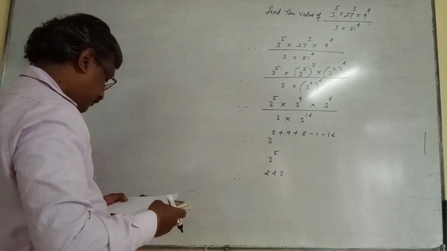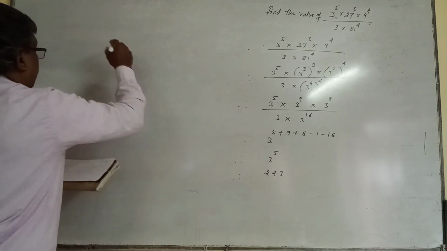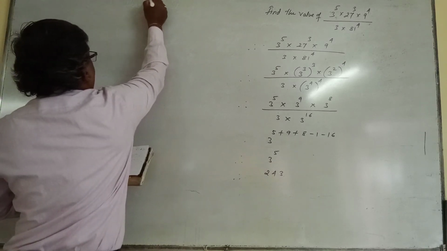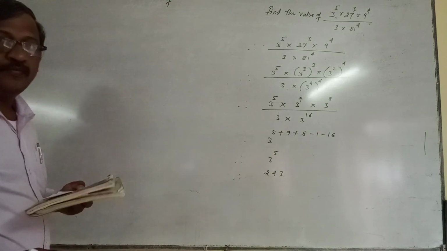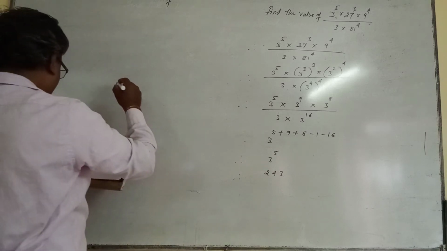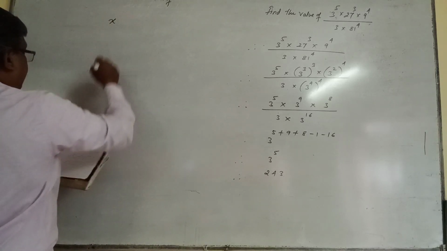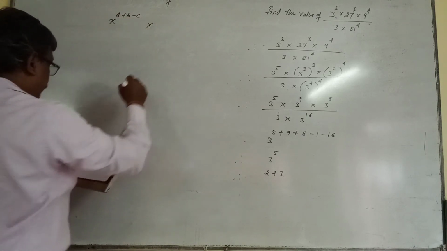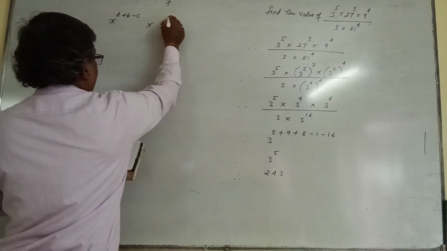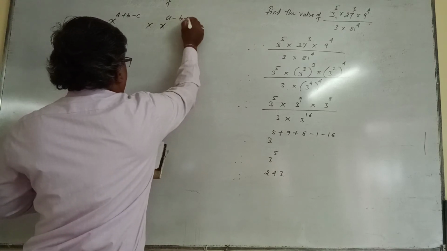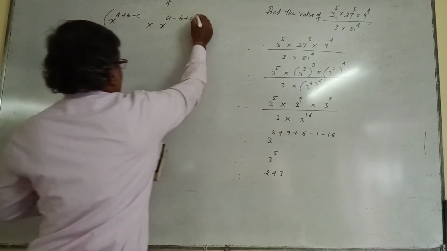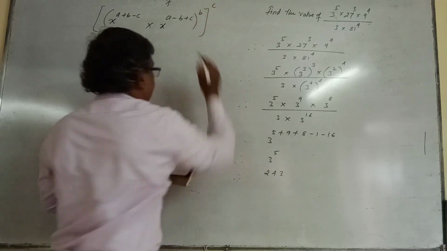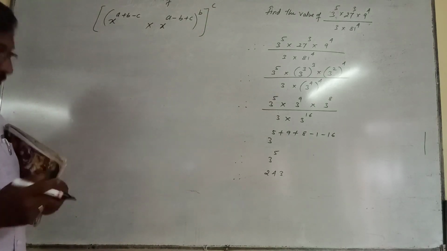So my next sum is: find the value of x raised to a plus b minus c into x raised to a minus b plus c, this whole raised to b and that whole raised to c. Yeah, this is the problem.